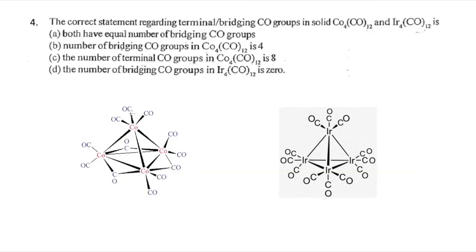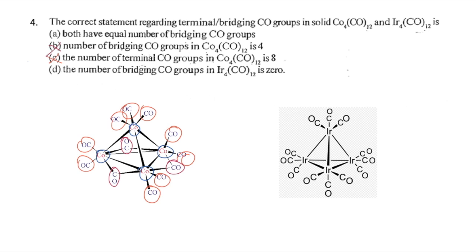You can see this is Co4(CO)12, the cobalt complex. So these are the 4 cobalts over here, 1, 2, 3 and 4. Now if I talk about the terminal carbonyls, you have 1, 2, 3, 4, 5, 6, 7, 8 and 9. Yeah, so you have 9 terminal carbonyls, right? So the statement that the number of terminal carbonyls for Co4(CO)12 is 8 is wrong. It should have 9 terminal ones. Now how many bridging ones are here? You can see this is 1, this is 2 and this is 3. So there are 3 bridging ones. So the statement that the number of bridging carbonyls is 4 is also wrong, right?